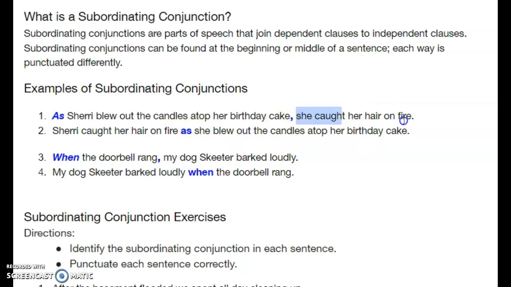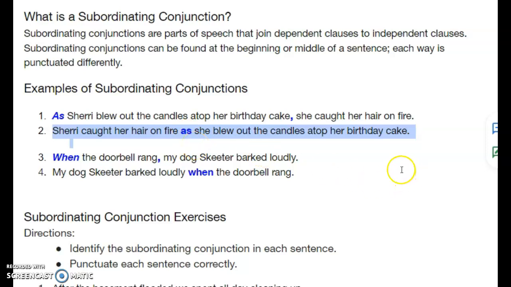We're going to take the second half of the sentence and put it at the front, and the front half at the back, separated with the subordinating conjunction and no comma. All right. Sherry caught her hair on fire as she blew out the candles atop her birthday cake. It's the same information. We've just taken the two parts of this sentence and flipped them. So the front one is in the back and the back one is in the front. And we put that conjunction in the middle.